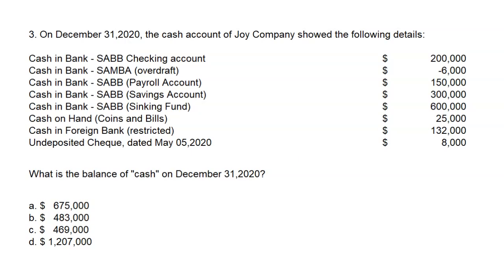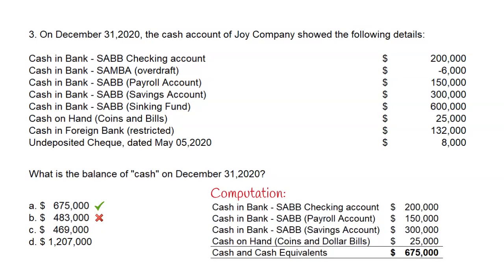Number 3. The correct answer is letter A. If your answer is letter B, it means you have offsetted the overdraft in Samba account to debit balance in sub account. Since these are two different banks, offsetting is not allowed. Overdraft should be reported as current liability.